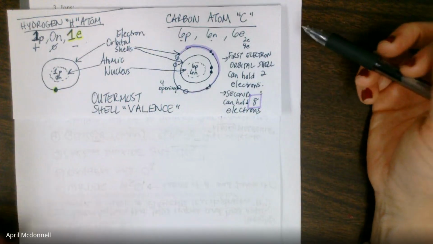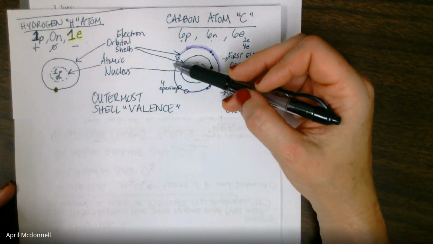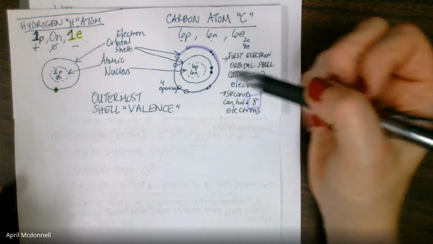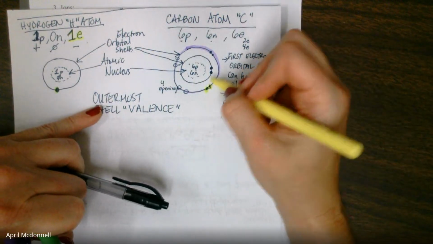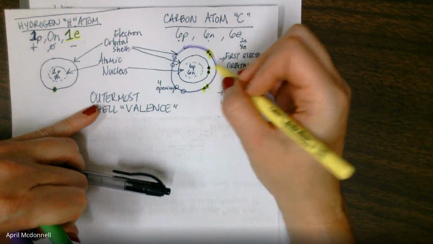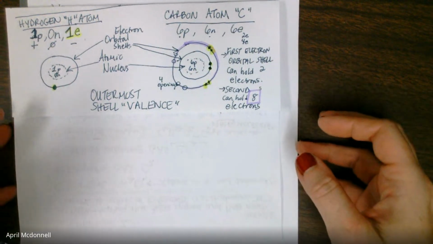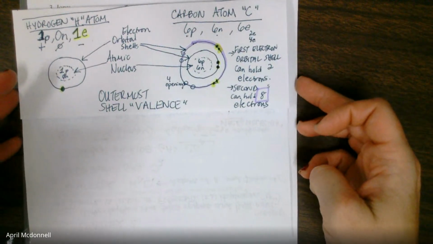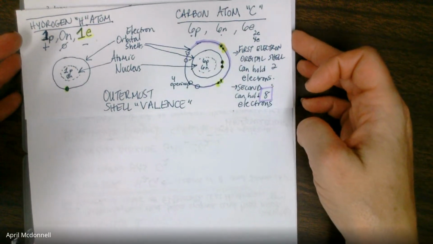Why is that? Because the second orbital shell can hold a total of 8 electrons, but there is only 4 electrons, as we see drawn right here. Anytime that an atom has a valence shell with openings, then that means that atom is going to be reactive.